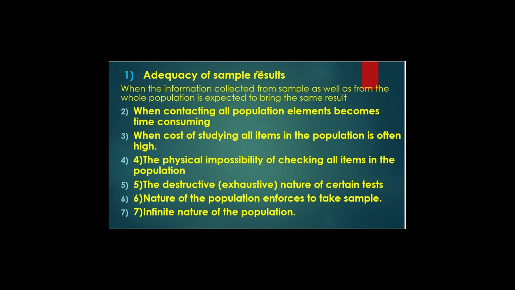6. Nature of the population enforces taking a sample. Example: if a quality control expert in a given manufacturing factory wants to take a sample to check whether the process is in control, he takes a certain amount of samples at some periodic intervals from the goods in process for inspection, due to the fact that inspecting all goods is impossible. 7. Infinite nature of the population. When research is needed to study an infinite population, it will be compulsory to select some representative sample from the whole population.